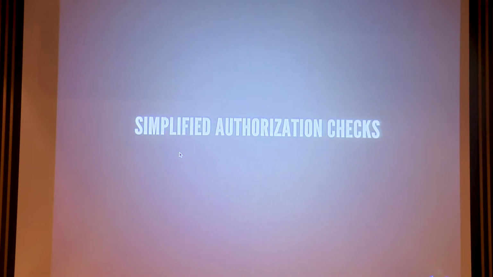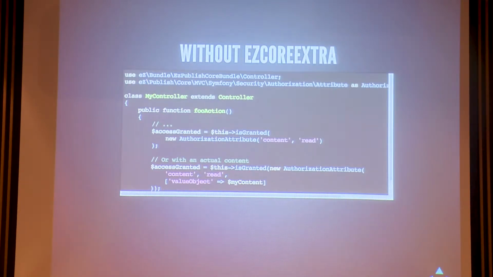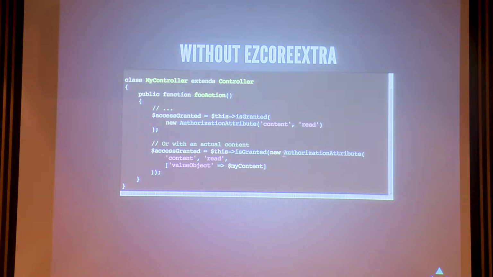And the last feature, at least for now, is simplified authorization checks. I won't be able to say that again. If you have already checked permissions, you probably know that you can actually do that only in PHP code, because it's quite complex for the eZ permission system. You need to construct a special object, which is the authorization attribute, to check content read on a specific content, for instance.